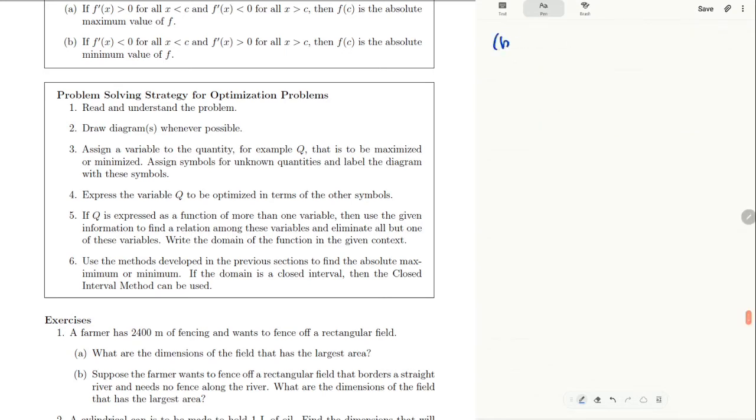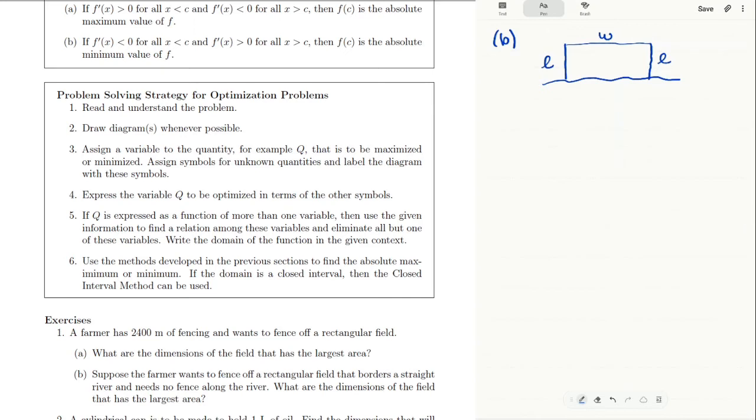Now in part B, suppose that the farmer once again wants to fence off a rectangular field that borders a straight river, but does not need fencing along the river. So what are the dimensions of the field that has the largest area in this case? So here we have a river, and we have a rectangular field, and we'll call the sides of the rectangle L, and then the horizontal distance W.